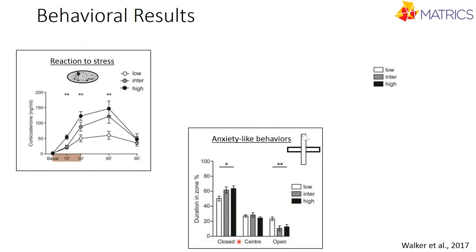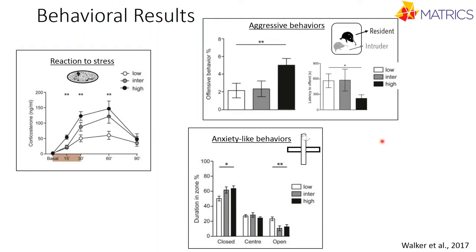Then with an elevated plus maze, we assess the anxiety-like behaviors. Here we have the time the animals are spending in the different zones, and we see that the high line is spending more time in the closed arms and less time in the open arms than the low line. So this makes us think that the low lines are less anxious than the high lines. In this situation, you can see that the intermediate line seems to be similar to the high line. Actually, the intermediate lines, depending on the generation, oscillate between the low and the high in terms of anxiety. So on average they are intermediately anxious, but depending on the generation, there is this oscillating behavior.